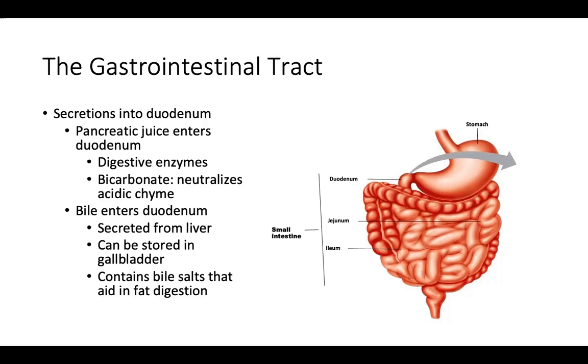And then we also see the secretion of bile into the duodenum. So bile, which is coming from the liver, can be stored in the gallbladder, and it's really important in the digestion of fats. So breaking down those fats by a process that we'll talk about called emulsification, so that we can move them across the epithelial layer and into the underlying structures.